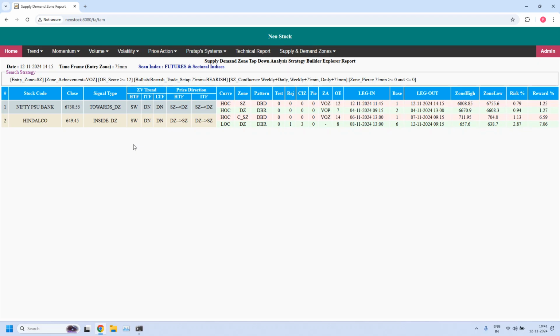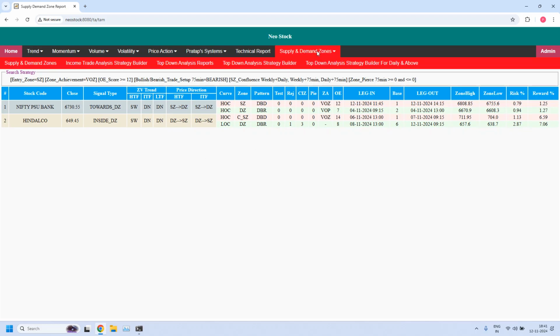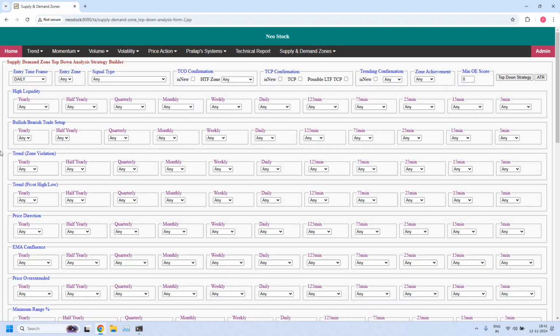Okay, now let's look into the bullish trade setup for daily income trade. In daily income trade, entry time frame 15 minutes. Bullish trade setup entry zone is demand zone. In bullish or bearish trade setup parameter at 15 minutes time frame, I am selecting bullish.